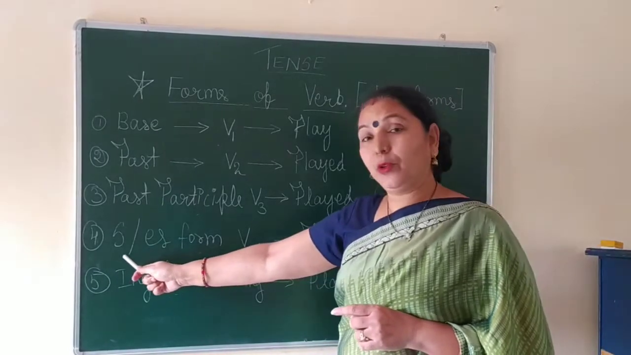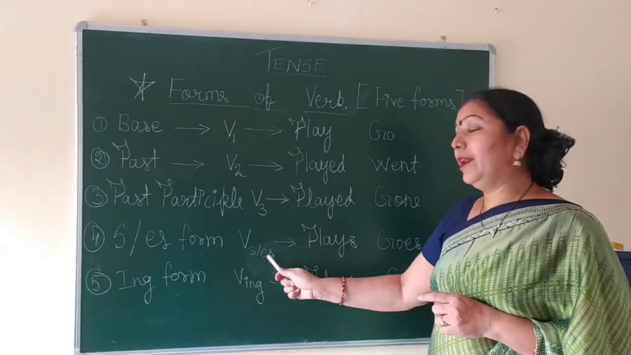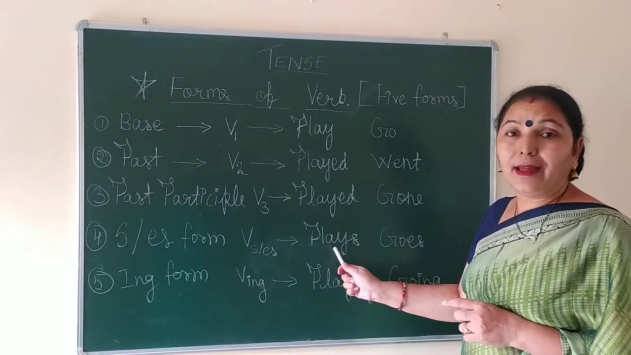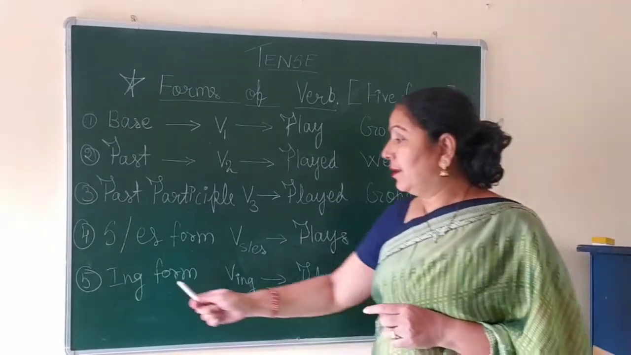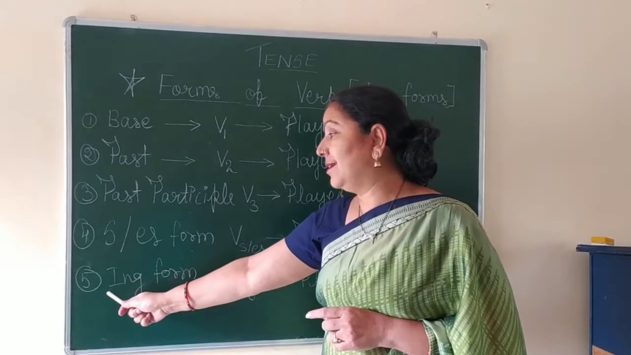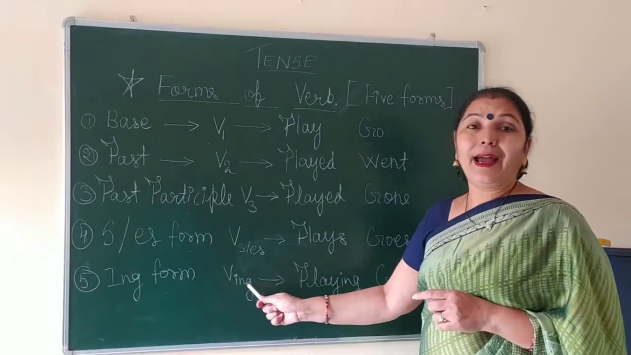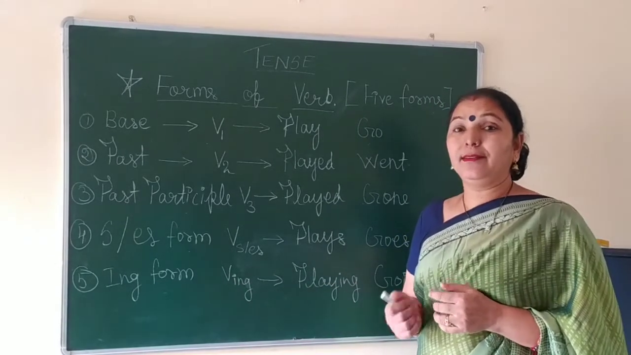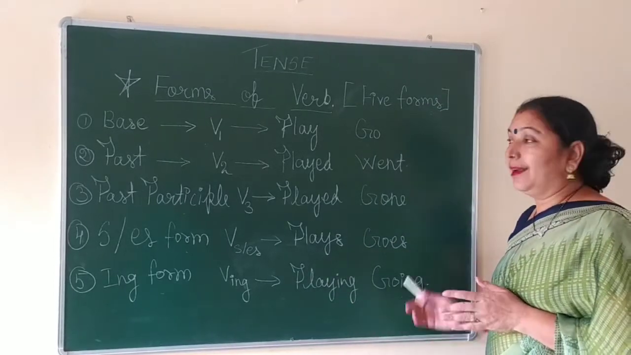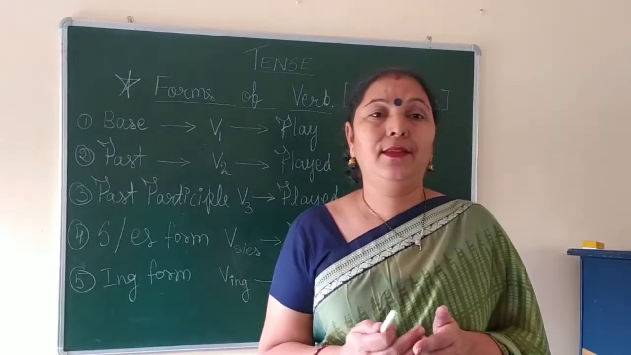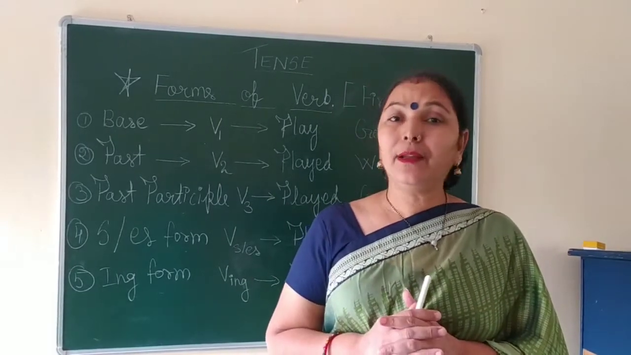Coming to the next, fourth one, that is S or ES form, and it is V S or ES form. For example, plays, goes, drinks, writes. And the last but not the least, that is the fifth one, the ing form. It carries V and ing. Ing means continuous. It is used in continuous tenses. For example, playing, going. Like this, children, when we talk about tenses, we have to use these 5 forms. According to that only, the tense will be complete.